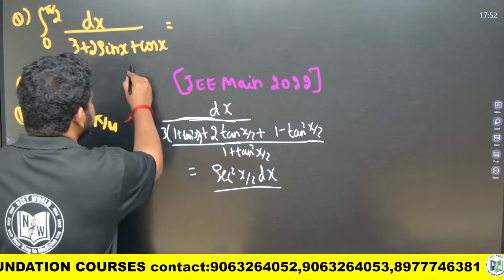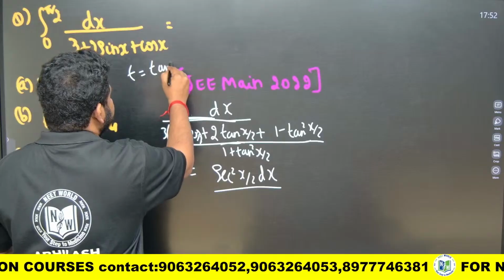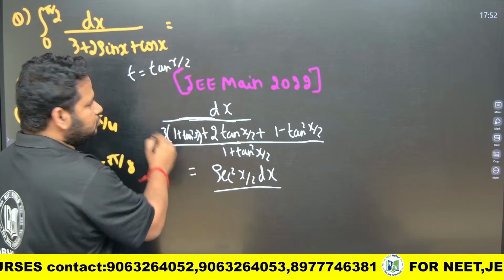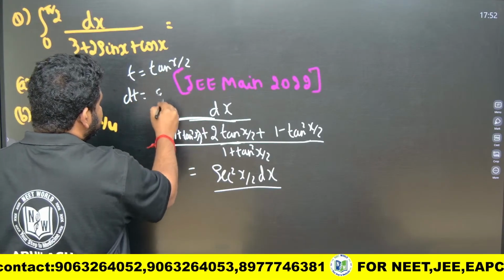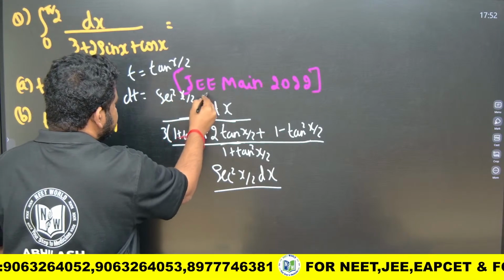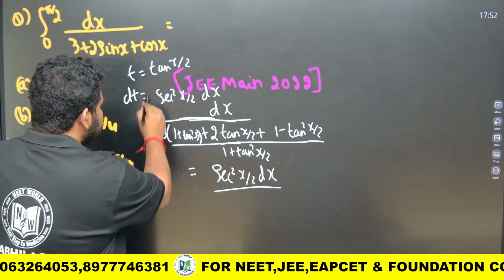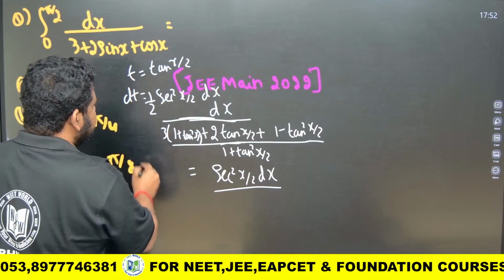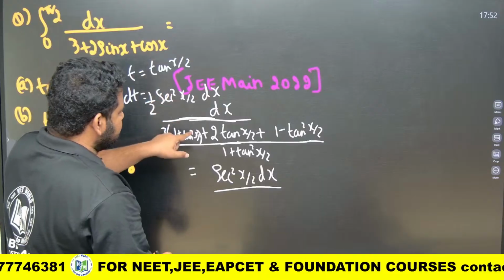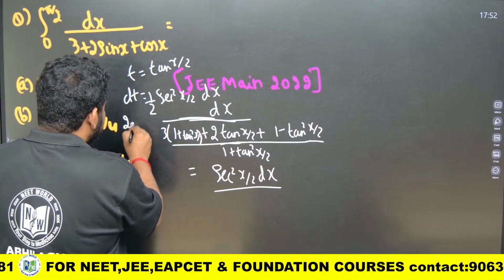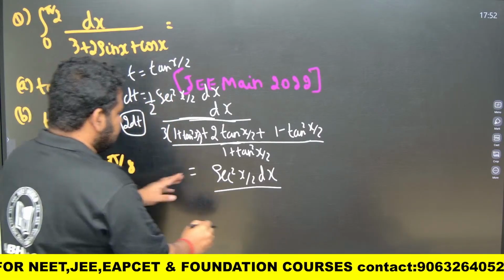So if I put t is equal to tan x by 2 here now, that is what I told you. So dt will become what? dt will become secant square x by 2 dx, but the derivative of x by 2 is 1 by 2, so 1 by 2 will also be there. So secant square x by 2 dx will become 2 dt. So be careful.